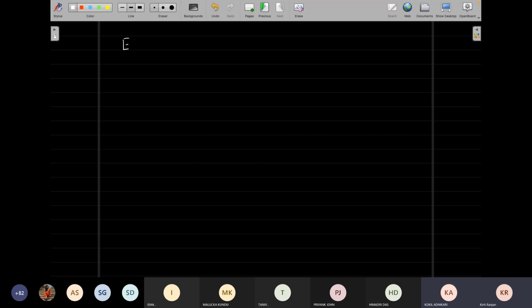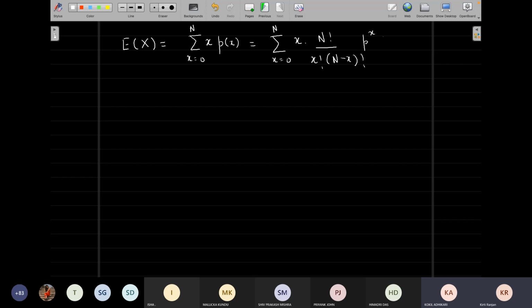So expectation value of x for the discrete variable. How do we define it? Take the sum of x times probability, where x is from 0 to n. So let's just write it down explicitly. So x from 0 to n, x times n factorial over x factorial, n minus x factorial, p raised to power x, 1 minus p raised to power n minus x. So this is the starting point.